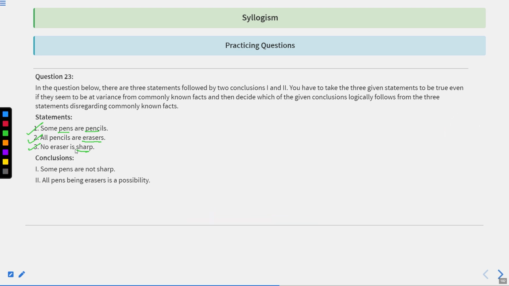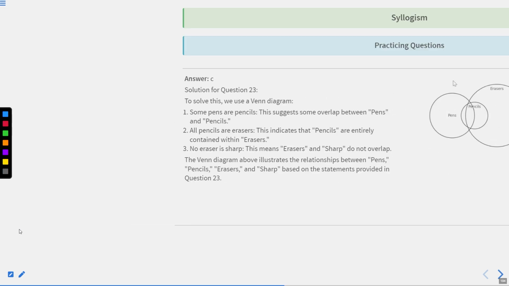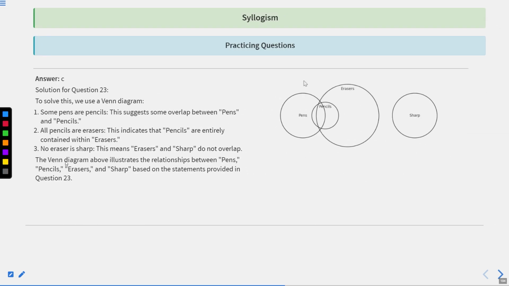Okay, my dear students, I suppose you have drawn the Venn diagram correctly. Now let's try to figure out, according to the solution that has been provided, whether the Venn diagram being reflected on your screen is correct or the Venn diagram that you have drawn is correct. Let's try to analyze the following statements. The first statement says that some pens are pencils. So the circle which represents pens is this, and the circle which represents pencils is this.